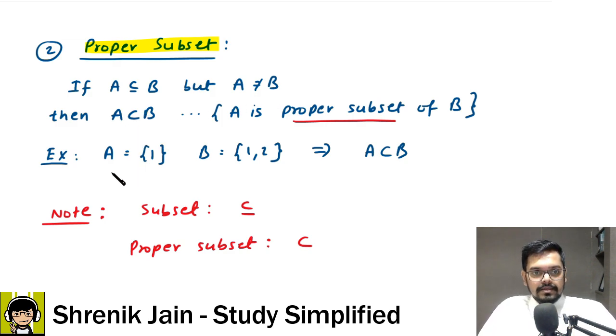For example, A is equal to {1}, B is equal to {1, 2}. So we can say that every element of A is present in B. So A is a subset of B, and also A is not equal to B. Then only A is a proper subset of B.